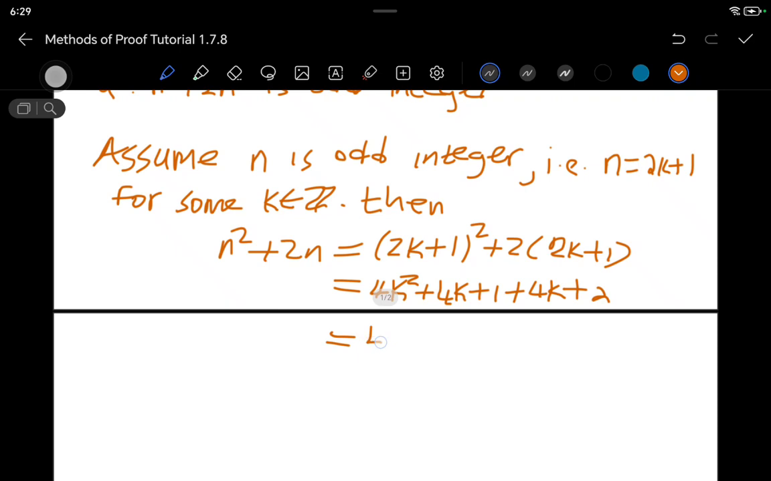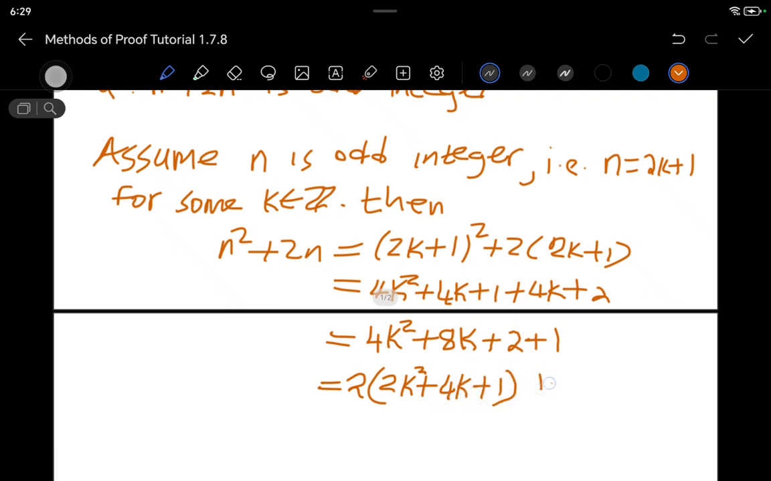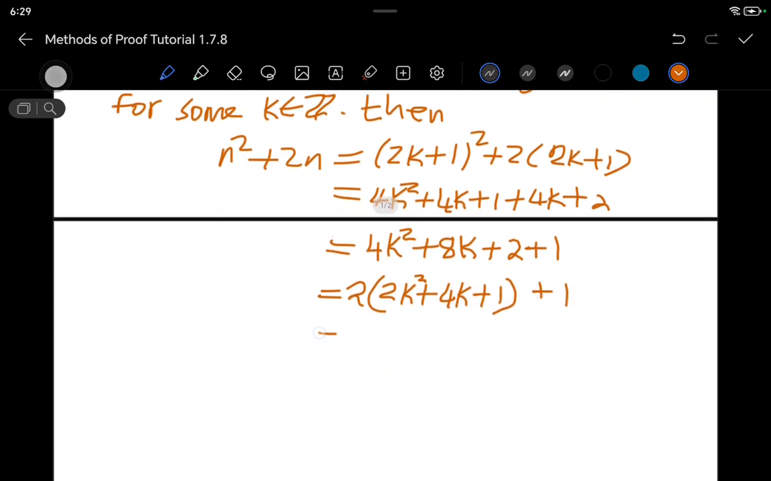I'm going to have 4k squared plus 8k. And then the constants that I have here are 2 plus 1. I'm not going to add them because I need plus 1 at the end. If I was adding them, I was going to have a lot of steps. So don't add, as long as when you add them they're not giving you an even number. Just leave them like this. You see, right? Then now I'm going to factor out the 2. This will be 2 times 2k squared plus 4k plus 1. Then I have plus 1 outside. So I should only have that outside.